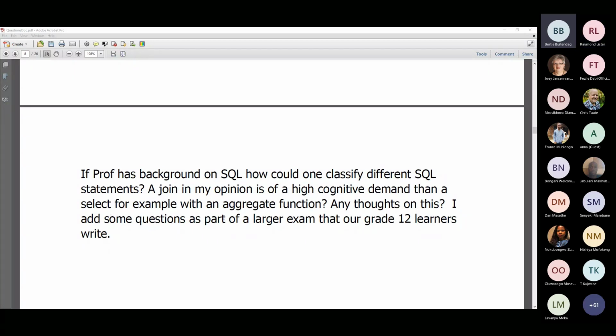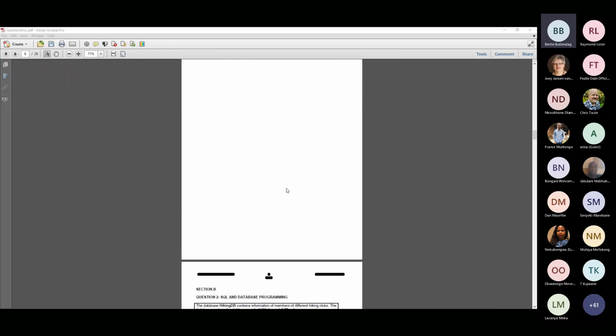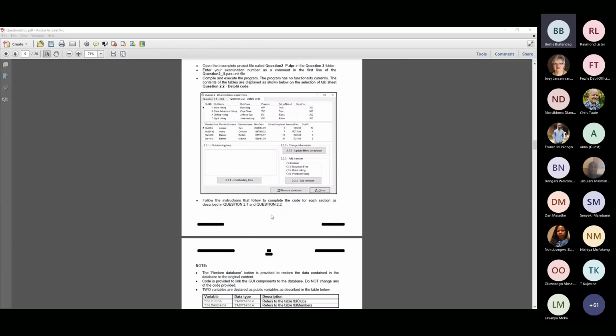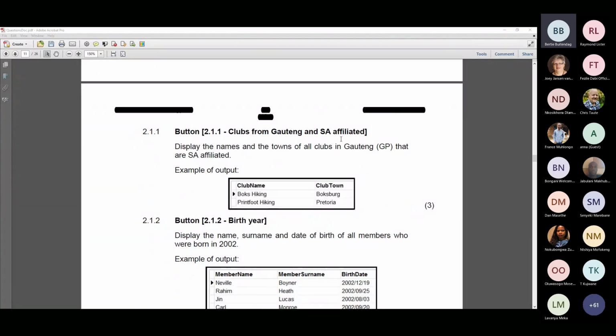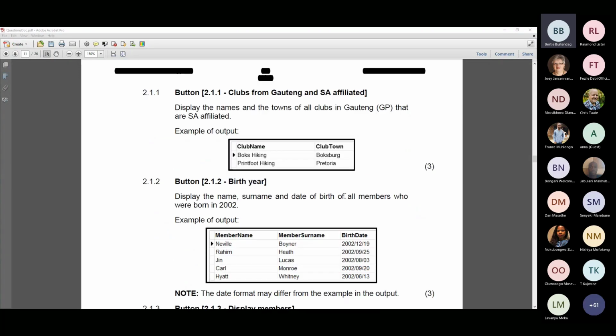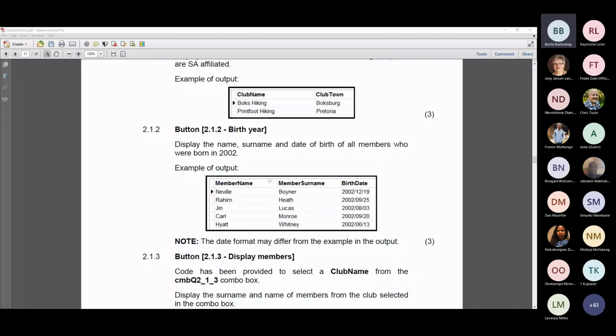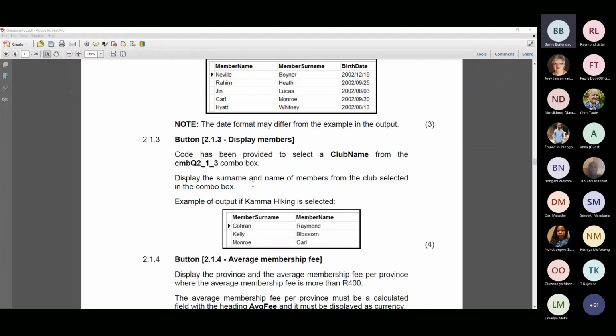I add some questions as part of a larger exam that our grade 12 learners write. So these people added a question like here, and then they get, for instance, different types of SQL questions. Now, this is typically from our high school exams, and they just ask that if you, for example, looking at SQL, would Prof think that questions containing joins in tables are of a higher order or of a lower order when you just do a typical select, for example?